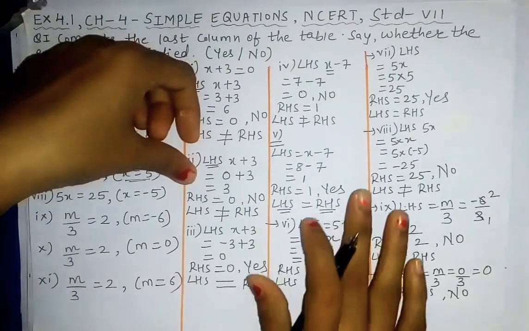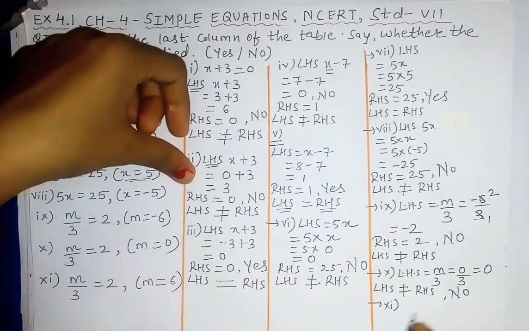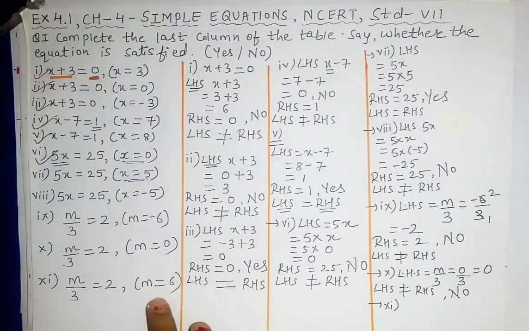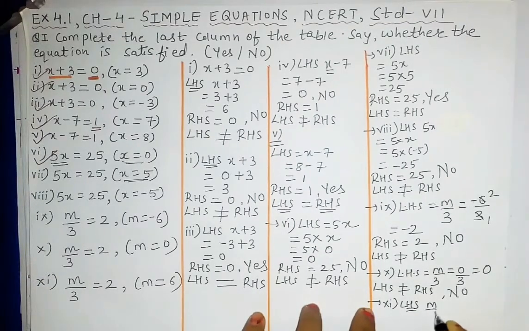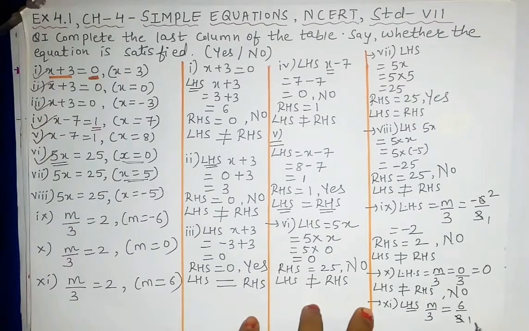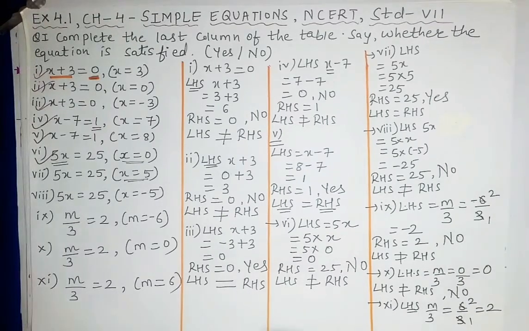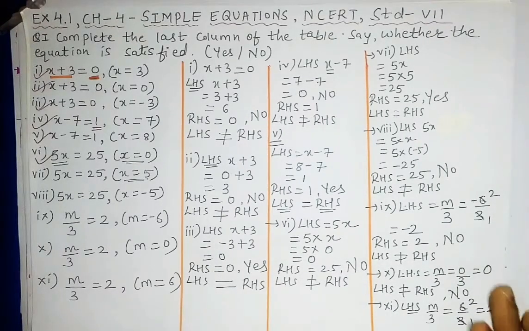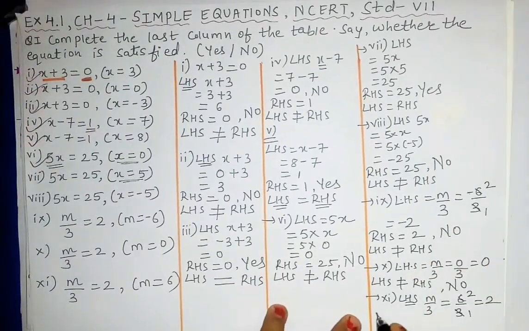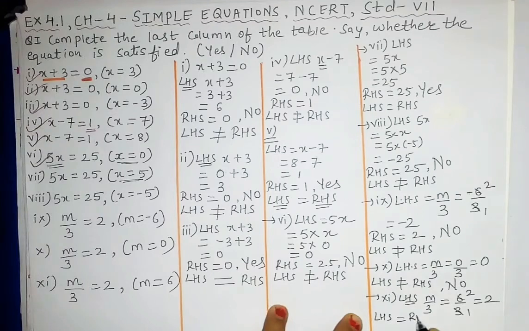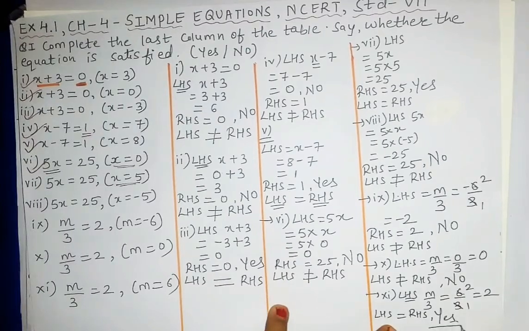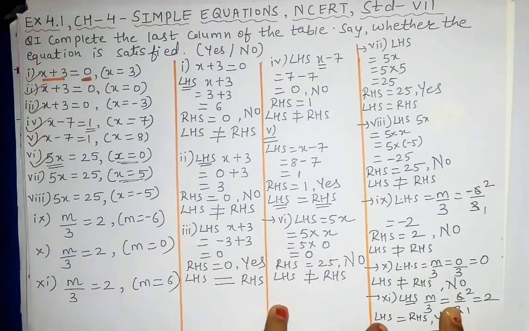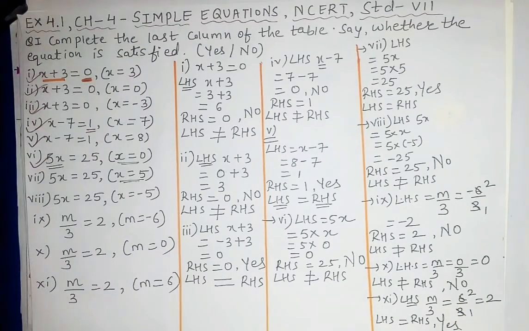Now moving ahead to the last sum. Last sum is m upon 3 equal to 2. Again m upon 3 is given but the value is 6. So our LHS part is m upon 3 and that is equal to 6 upon 3. Now cancellation is possible. 3 ones are and 3 twos are. So we are getting 2 and here also 2 is given to us. So LHS is equal to RHS. So what you will write here? LHS is equal to RHS. So this is the correct value. So you will write yes. This is the correct value. So this was question number 1 of exercise 4.1. Hope you understood.